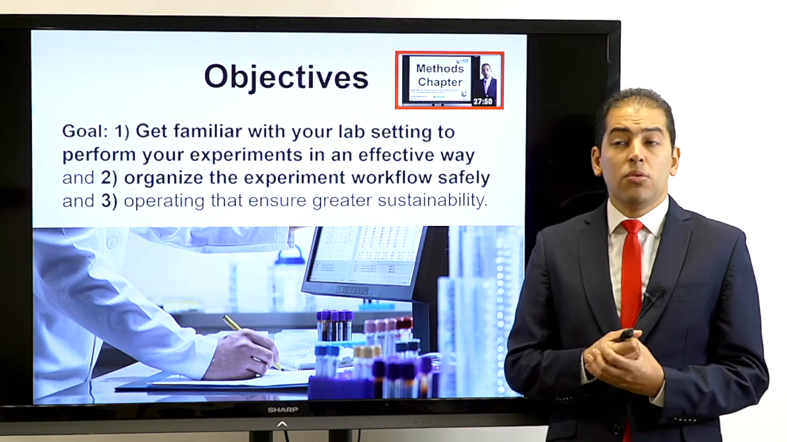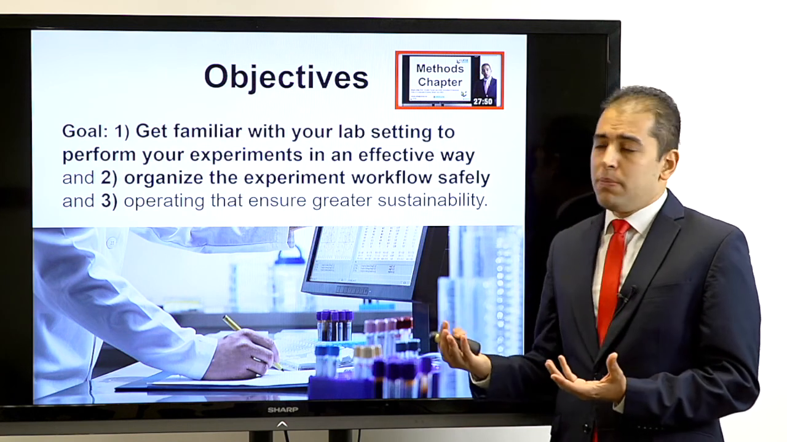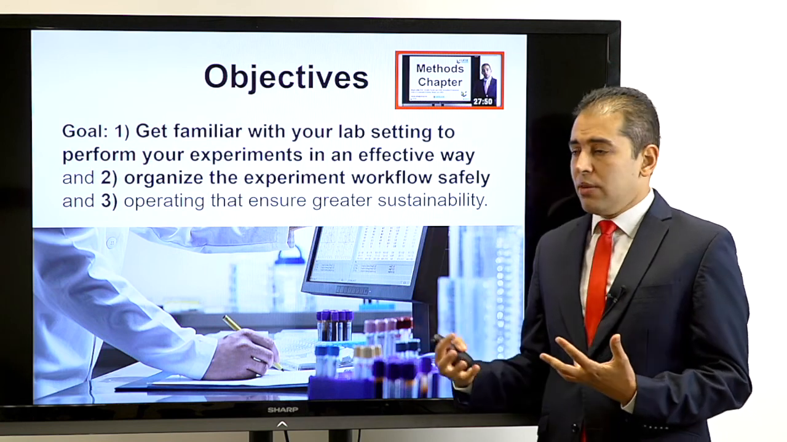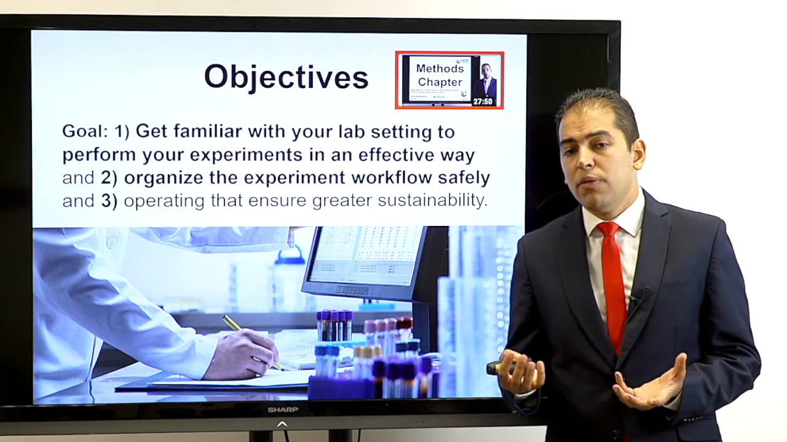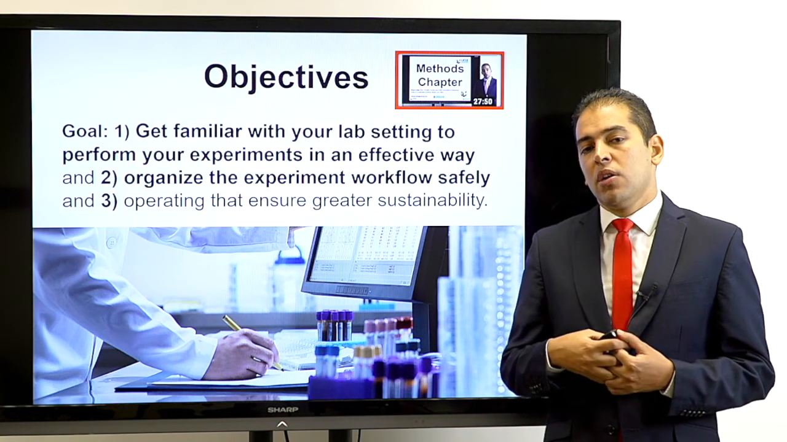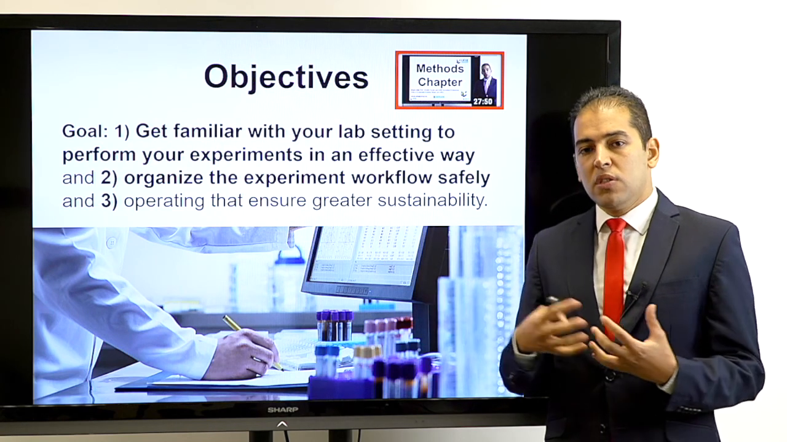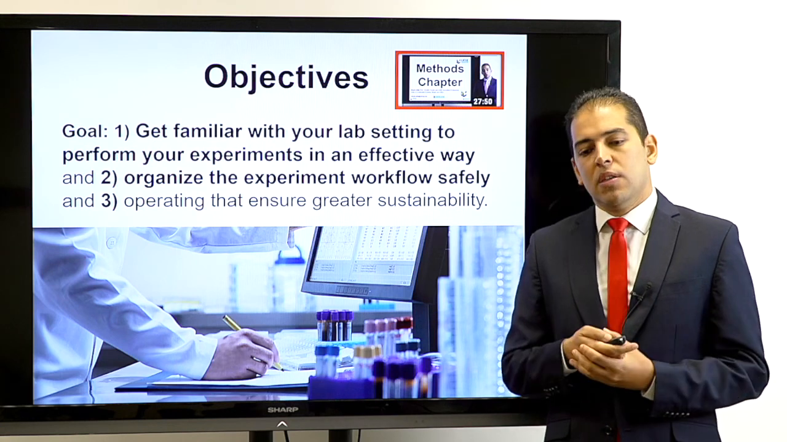What is the objective of today's presentation? It is to get familiar with your lab setting to perform your experiment in an effective way, to organize the experiment workflow safely, and to operate and ensure greater sustainability of your lab, infrastructure, or facility, regardless of whether it's an open experimental field or a contained building or facility.